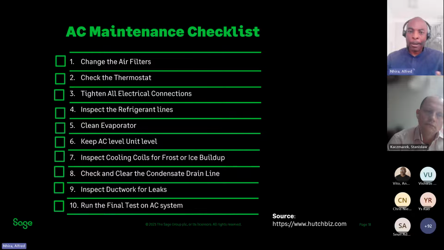Then number four, if you program your AC unit to cool but it feels hot, then it might mean that your refrigerant lines may be clogged or leaking. Number five, your evaporator coil absorbs the heat inside your home and allows you to stay cool. So this is just a rundown. I'm not going to go into detail, but Stan is going to go into detail with that.